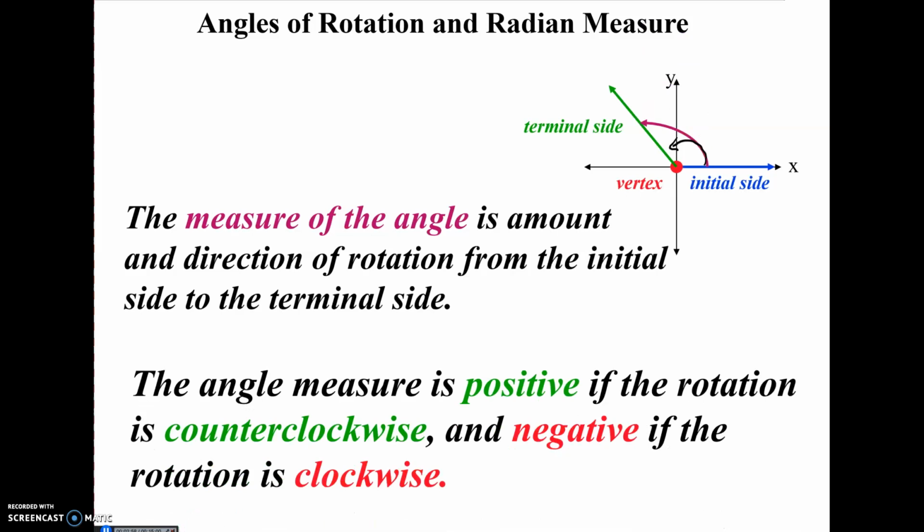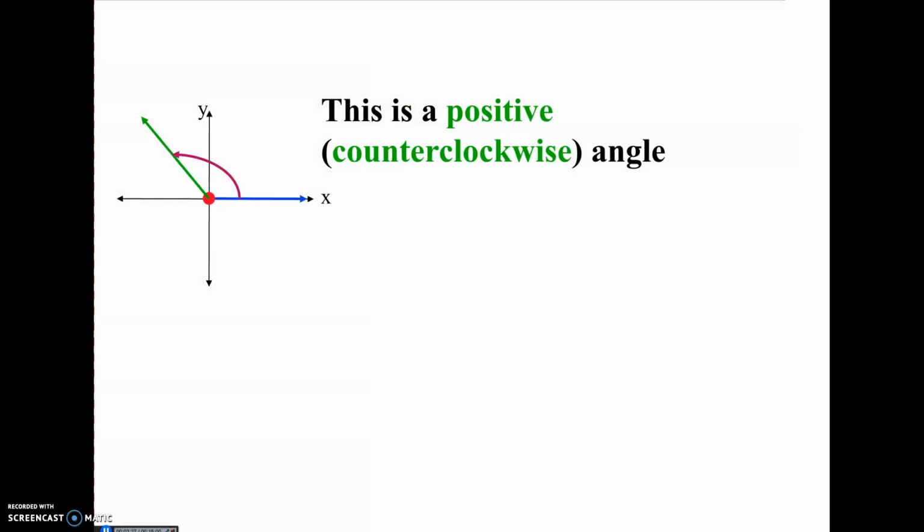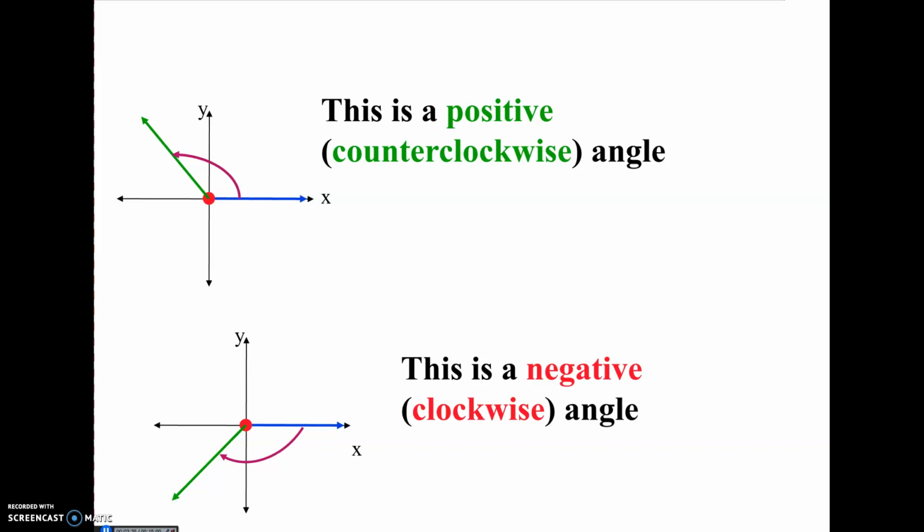Now let's talk about positive versus negative angles, because we can have positive rotations and negative rotations. If we're going counterclockwise, that's for positive angles. And if I'm rotating clockwise, then that's a negative rotation. Just to show you what that looks like, this is a positive counterclockwise angle, and this is what a negative clockwise angle would look like.